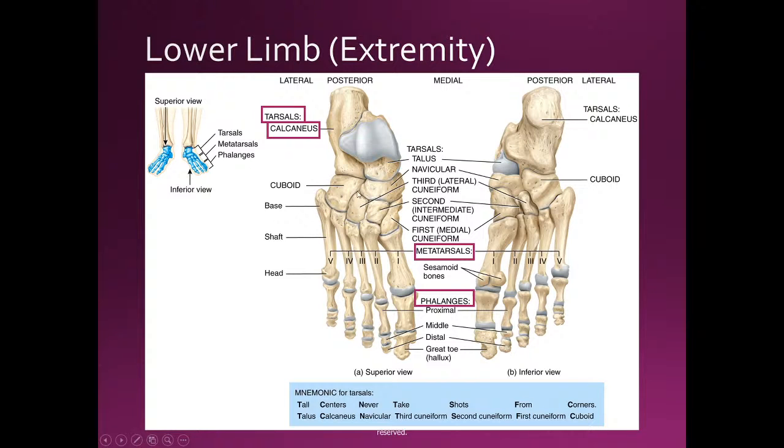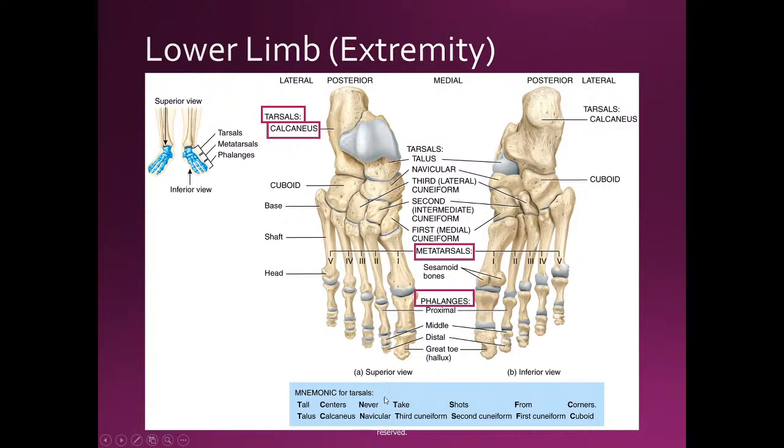Now the cuneiforms 1 through 3 and the cuboid laterally articulate with the bases of the metatarsals, numbered 1 through 5 starting on the hallux or big toe side, ending at number 5 on the pinky toe side. And the heads of these metatarsals are going to articulate with the proximal phalanges. Of course, you remember there are only two phalanges in the hallux, so there's a proximal and a distal. The other toes have three phalanges, so there's a proximal, a middle, and a distal phalanx.